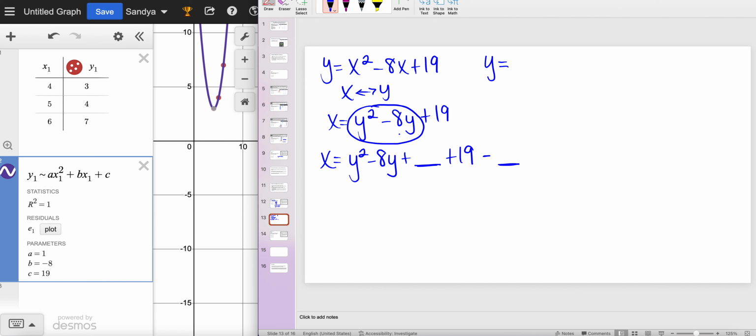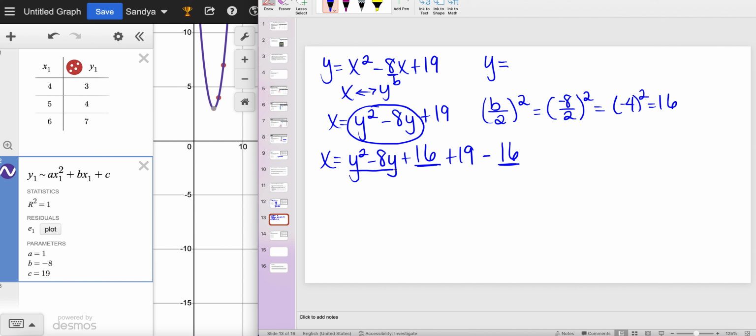So I'm going to add something here, and remember that something that you add when you complete the square is b over 2 squared, right? Remember that b is the coefficient of the x term. So you're going to take that number, so that's negative 8 divided by 2, and then you're going to square it. So negative 8 divided by 2 is negative 4, and negative 4 squared is 16. So I'm going to add 16 here. Well, I can't just randomly add things into my equation, right? So remember, if I add 16 here, I have to subtract 16 to balance it out. So that's how I complete the square.